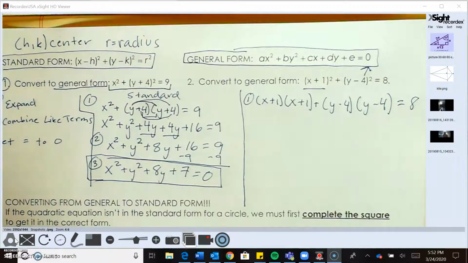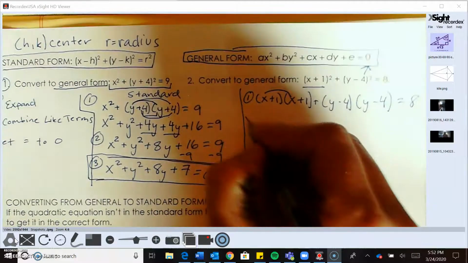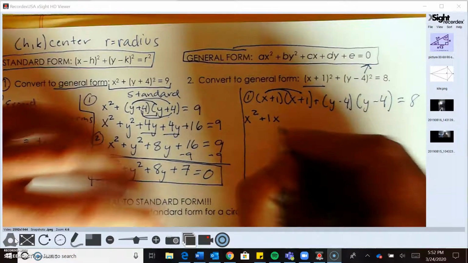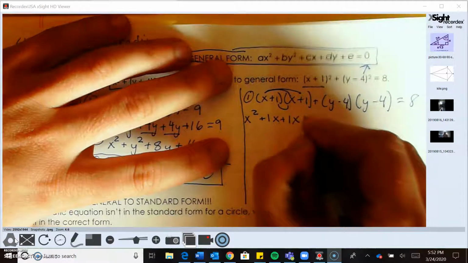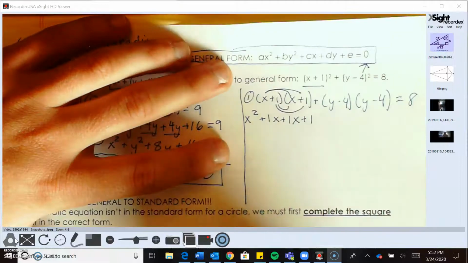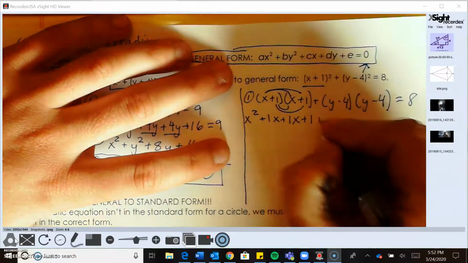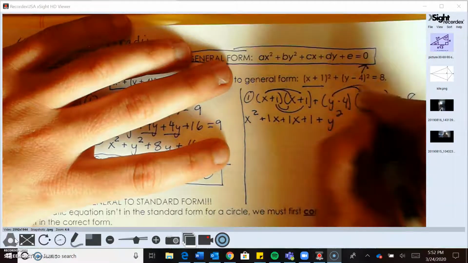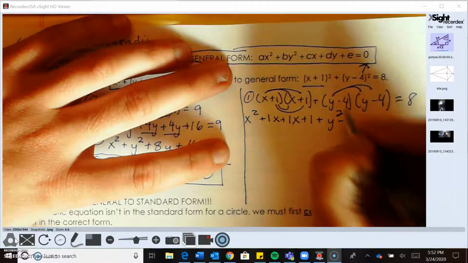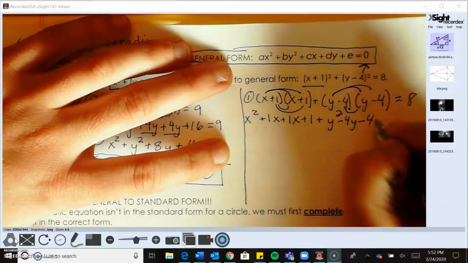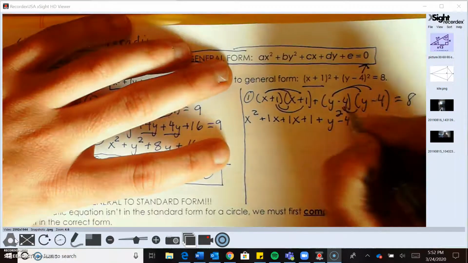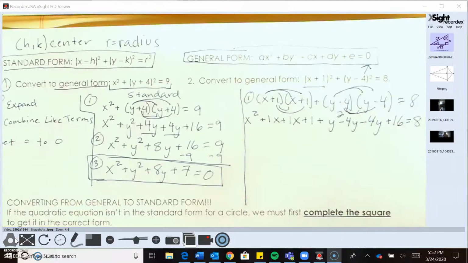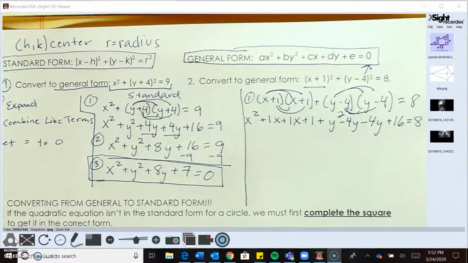I'm going to go through and FOIL the same way. X times x is x squared plus 1x plus another 1x plus 1, and that's just FOILing, plus y times y is y squared. Y times negative 4 is minus 4y, negative 4 times y is negative 4y, and then last, negative 4 times negative 4 is going to be a positive 16. And my 8 is still there. Now I've gotten everything nice and expanded.